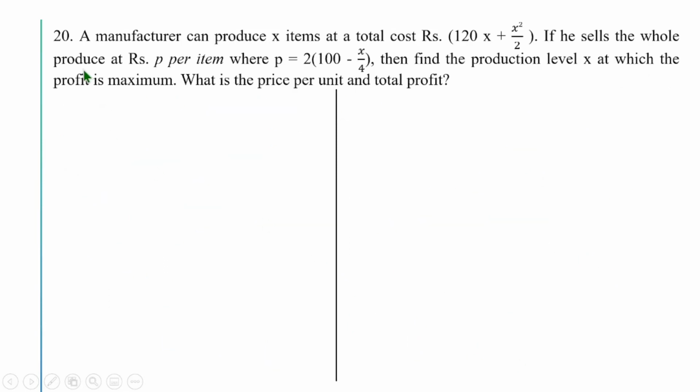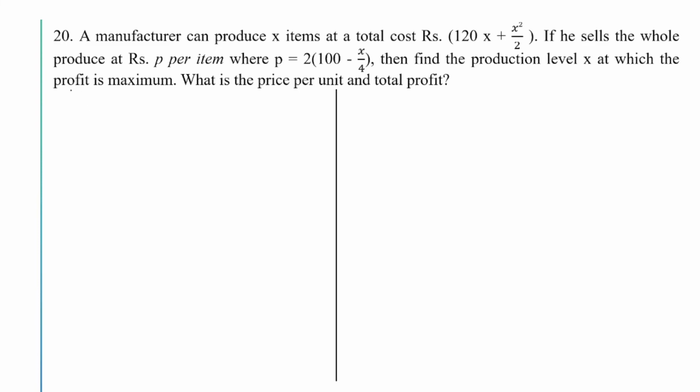The next question, a manufacturer can produce x items at a total cost of rupees 120x plus x squared by 2. If he sells the whole produce at rupees p per item, where p is equal to 2 into 100 minus x by 4, then find the production level x at which the profit is maximum. What is the price per unit and total profit? So it is similar to the previous question.